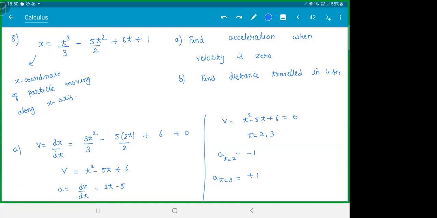Do you guys remember how to do the distance part? Whenever they ask you to find distance, it's a trap. Mostly it's a trap. Whenever you get velocity 0, the particle is actually making a turn backward. So here velocity is 0 at t is equal to 2 and t is equal to 3. So the motion is something like this.